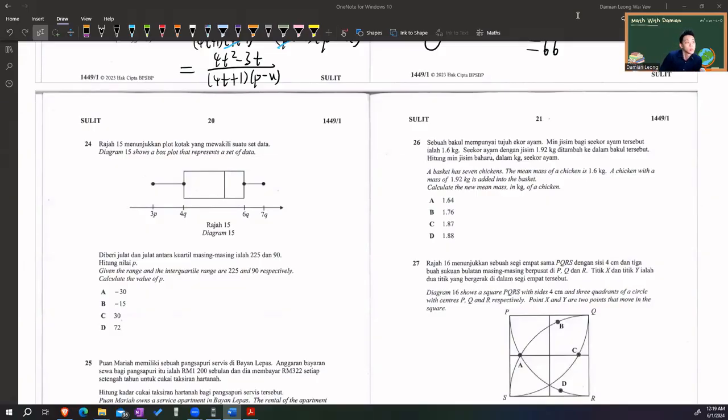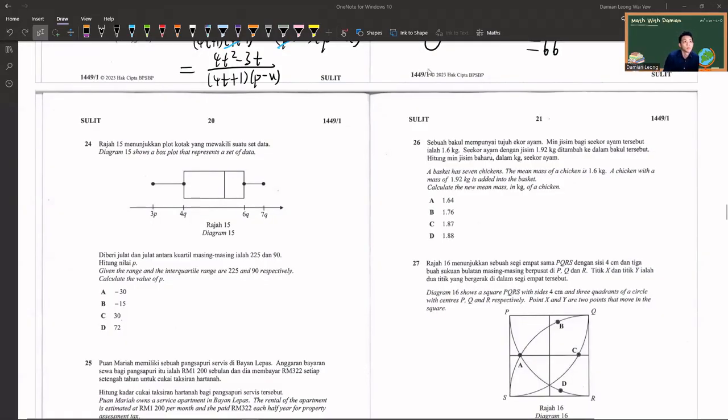Okay. So question 24, Rajah 15 menunjukkan plot kotak yang mewakili suatu set data. Okay. So mereka diberi julat dan julat antara kuartil masing-masing ialah 225 dan 90. Okay, 225 dan 90. Hitung nilai P.